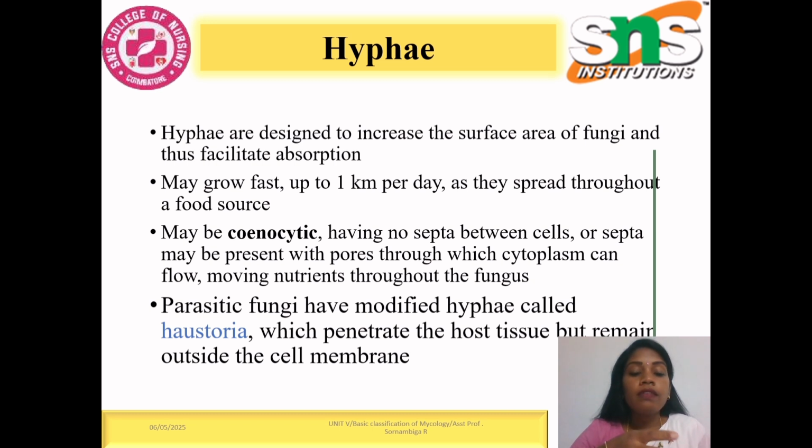Some are coenocytic, with no septa between the walls, and the septum may be present with pores through which the cytoplasm can flow, moving nutrition throughout the fungus. And parasitic fungi, what are they? They have modified hyphae called haustoria, which penetrate the host cell but remain outside of the cell membrane.